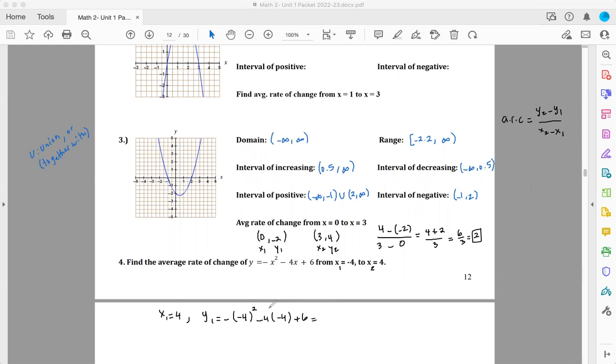So in this case, you have negative, and then negative 4 squared in parentheses, minus 4 multiplied by negative 4, and then plus 6. So I'm plugging in negative 4. Yeah, this should be negative 4. The first value, we chose it to be negative 4. I apologize.